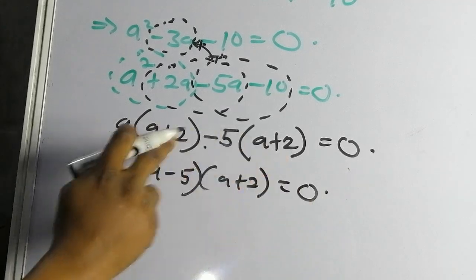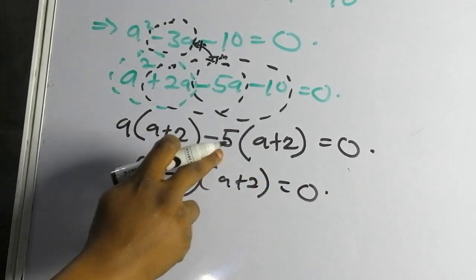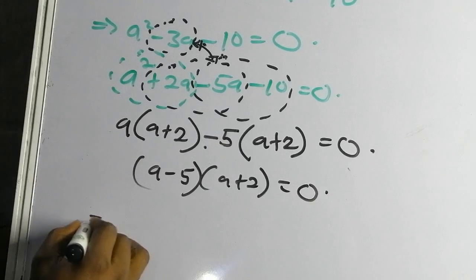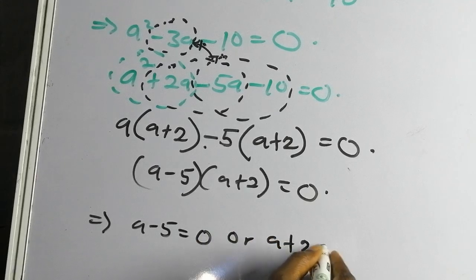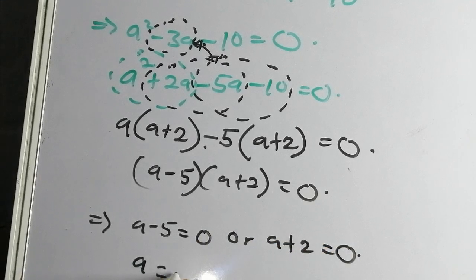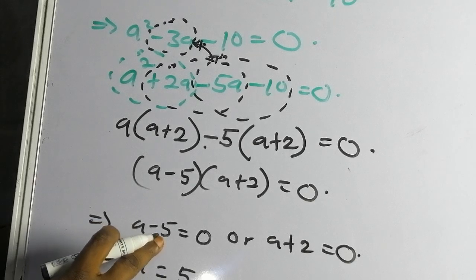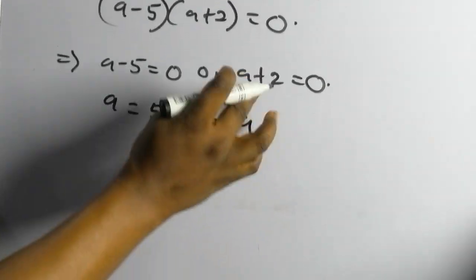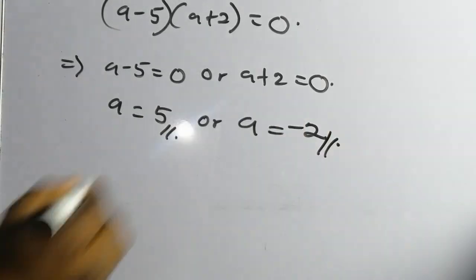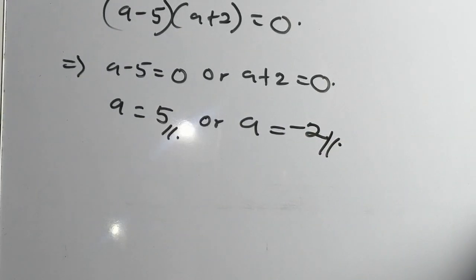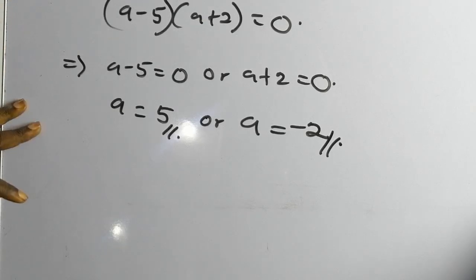That is factorization. So this implies that a minus 5 equals 0 or a plus 2 equals 0. So a is equal to 5, because when you take minus 5 across the equal sign, it changes to positive. Or, if plus 2 is crossing the equal sign, it changes to negative, so a equals minus 2. So that's the solution to this. In your options, just look for 5 and minus 2, and you'll be good to go.